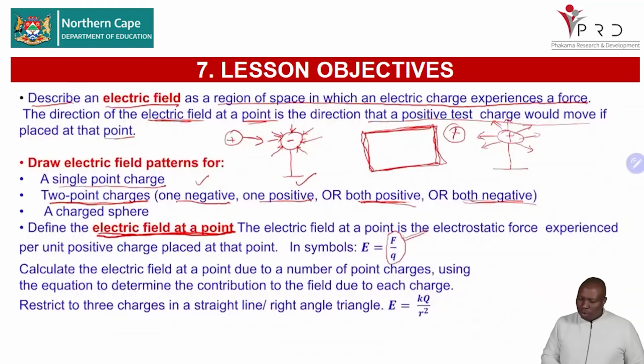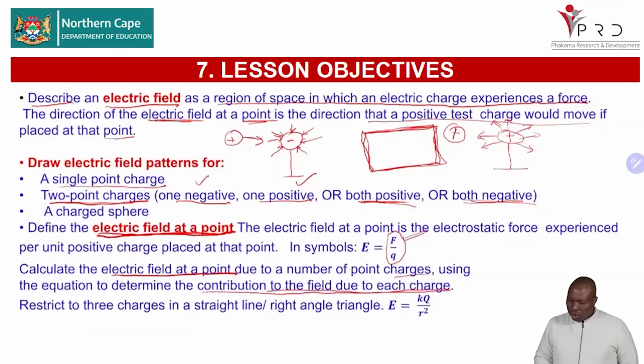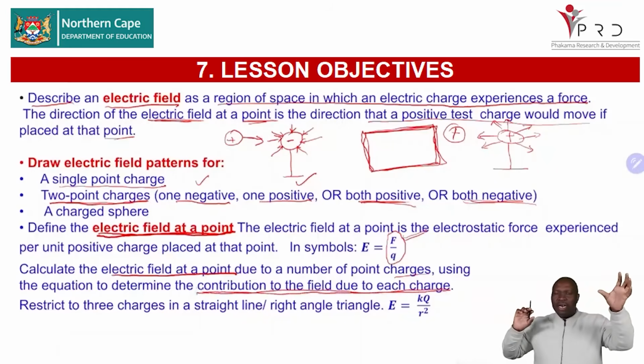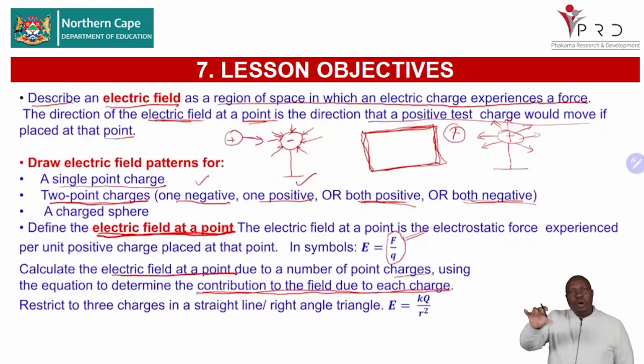Now, we are going to calculate the electric field at a point due to a number of charges using the equation to determine the contribution to the field due to each charge. So we're always looking for the contribution to the field due to each charge. Unlike electrostatic force, where we use both charges Q1 and Q2 to get the force of attraction or repulsion between them, on this one we are looking at the contribution of each charge. So we only have one charge in our equation because we deal with these charges individually.